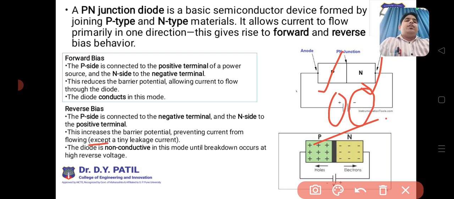There is one region formed, the depletion region. When it is in forward bias, the depletion region is reduced. At the end, the barrier breaks and current flows through it.